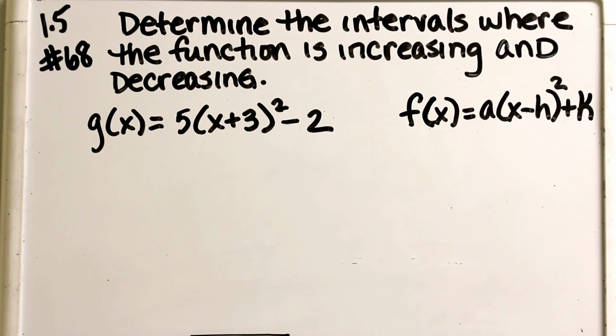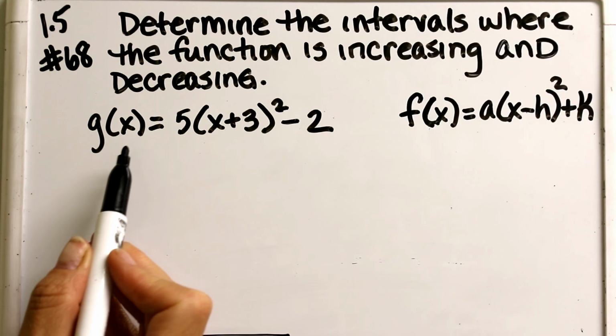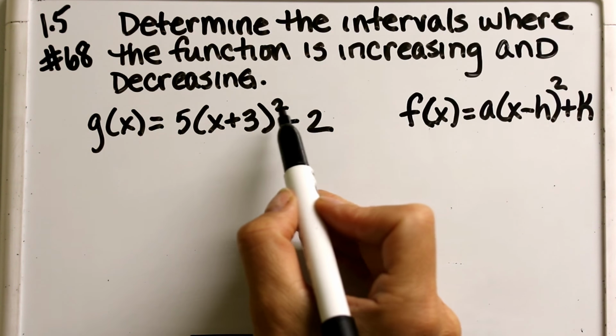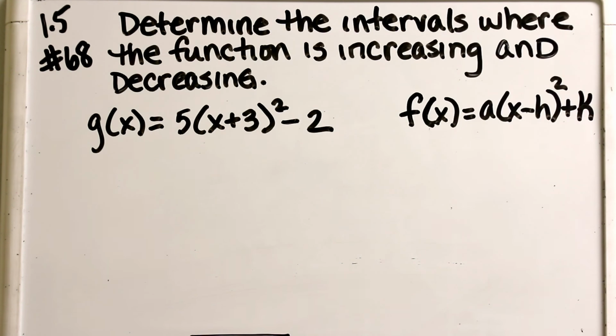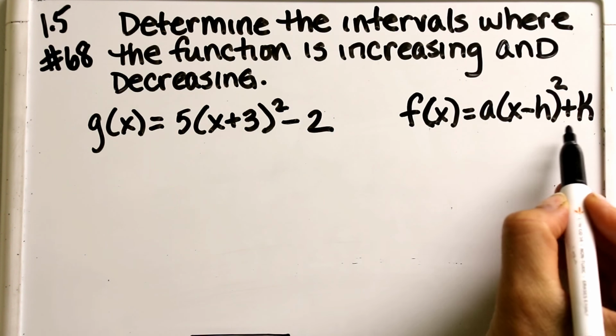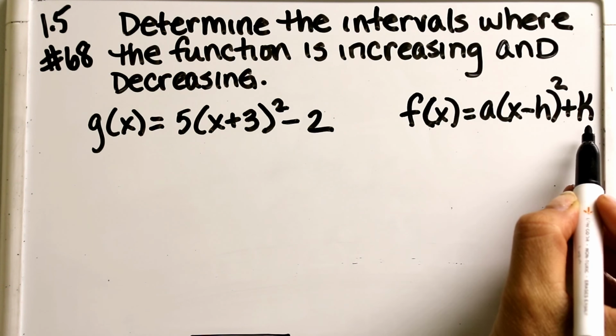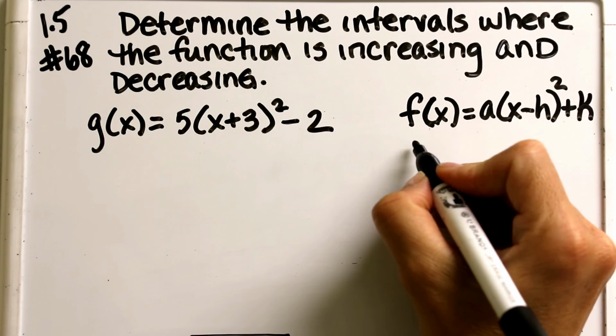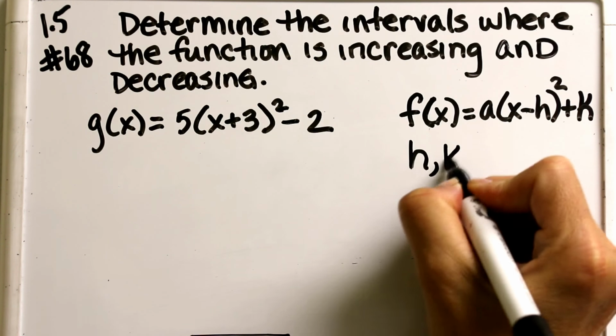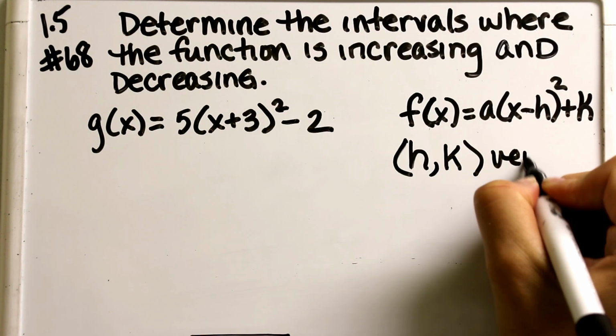In 1.5, number 68, we are asked to determine the intervals where the function is increasing and decreasing. We are given the g of x function. We know because it's squared, it is a quadratic or a parabola. And we know that vertex form of a parabola looks like this: f of x equals a times the quantity x minus h squared plus k. And in vertex form, in this case, we know that h comma k is the vertex.